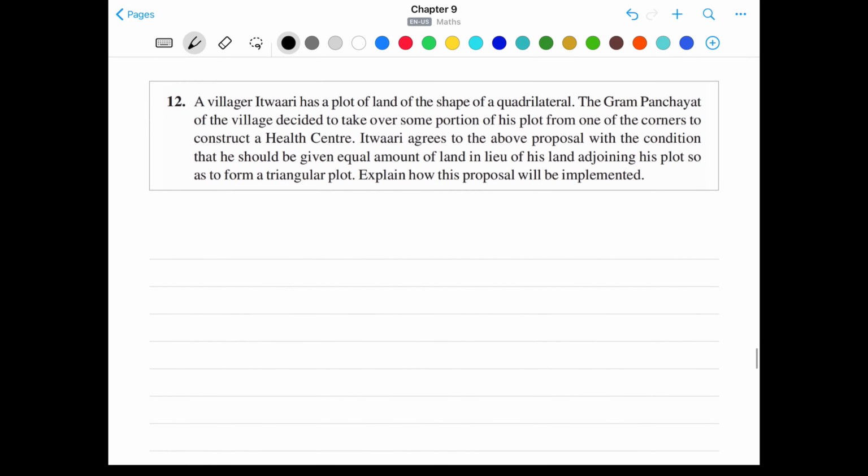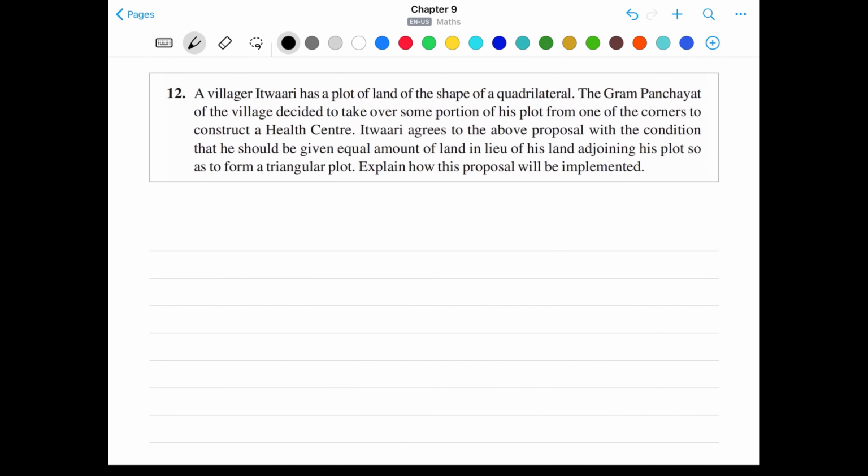Now moving to the next question, question number 12, which says, a villager Itwari has a plot of land of shape quadrilateral. The Gram Panchayat of the village decided to take some portion of his plot from one corner to construct a health center. So the Gram Panchayat is taking a portion of his land to construct a health center.